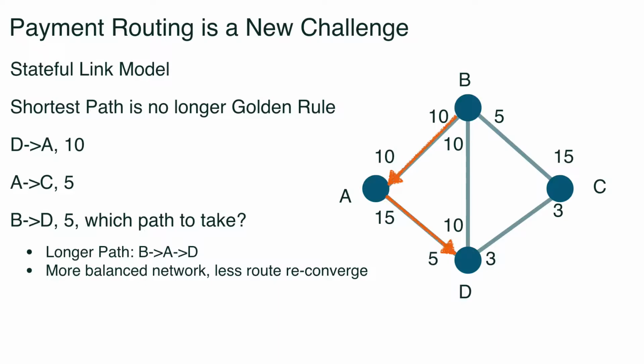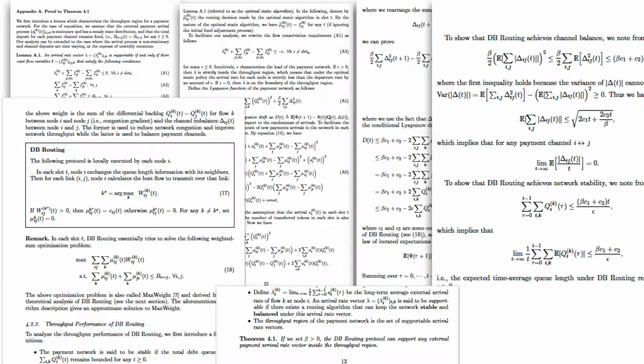Now, intuitively, what's good here is that we just take this path. Maybe it's a longer path, but it recovers the balance between A and D a little bit, so we still have more balance to use later on. Now, this has been the intuition in the community since 2015, but no one has actually developed this kind of algorithm to do this.